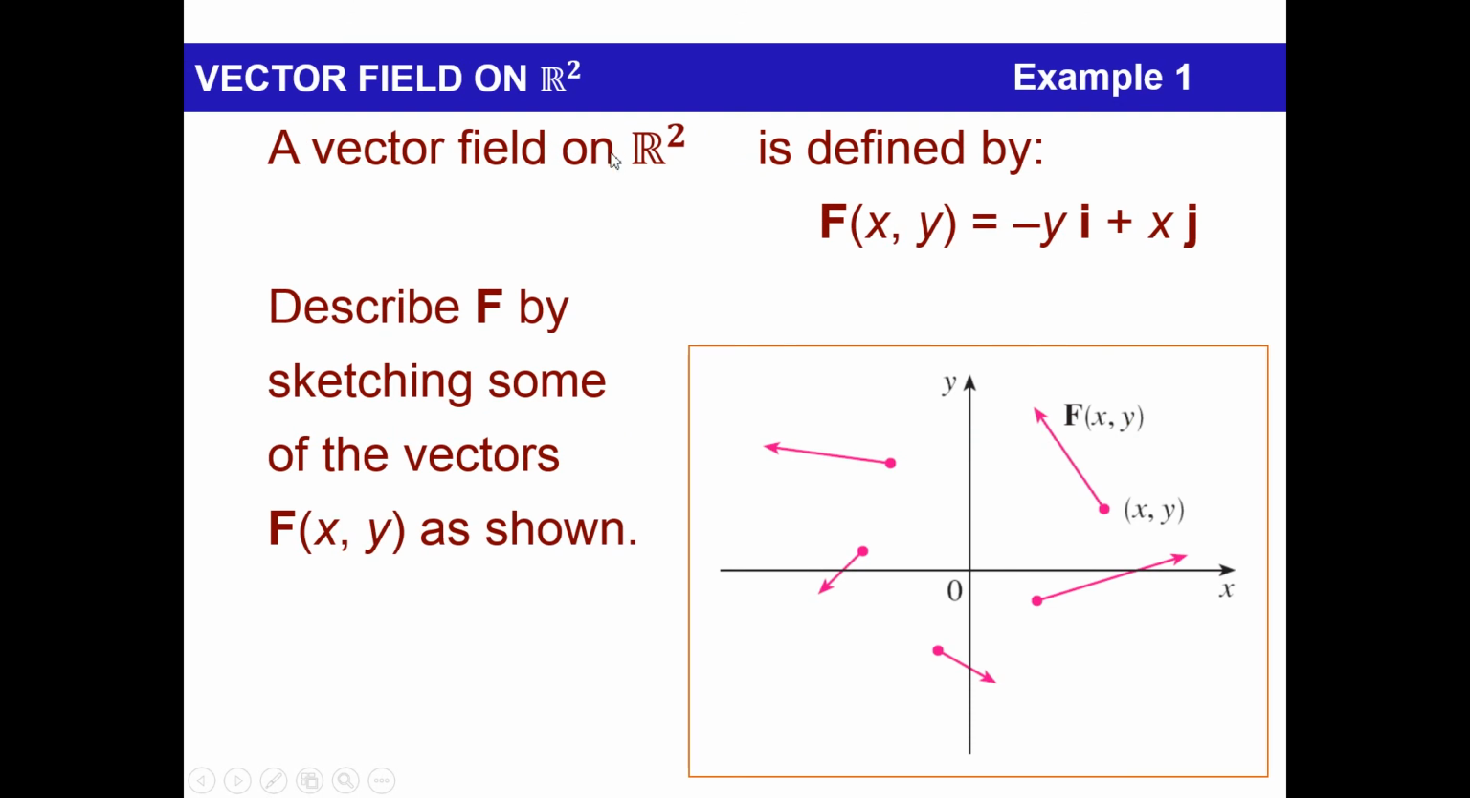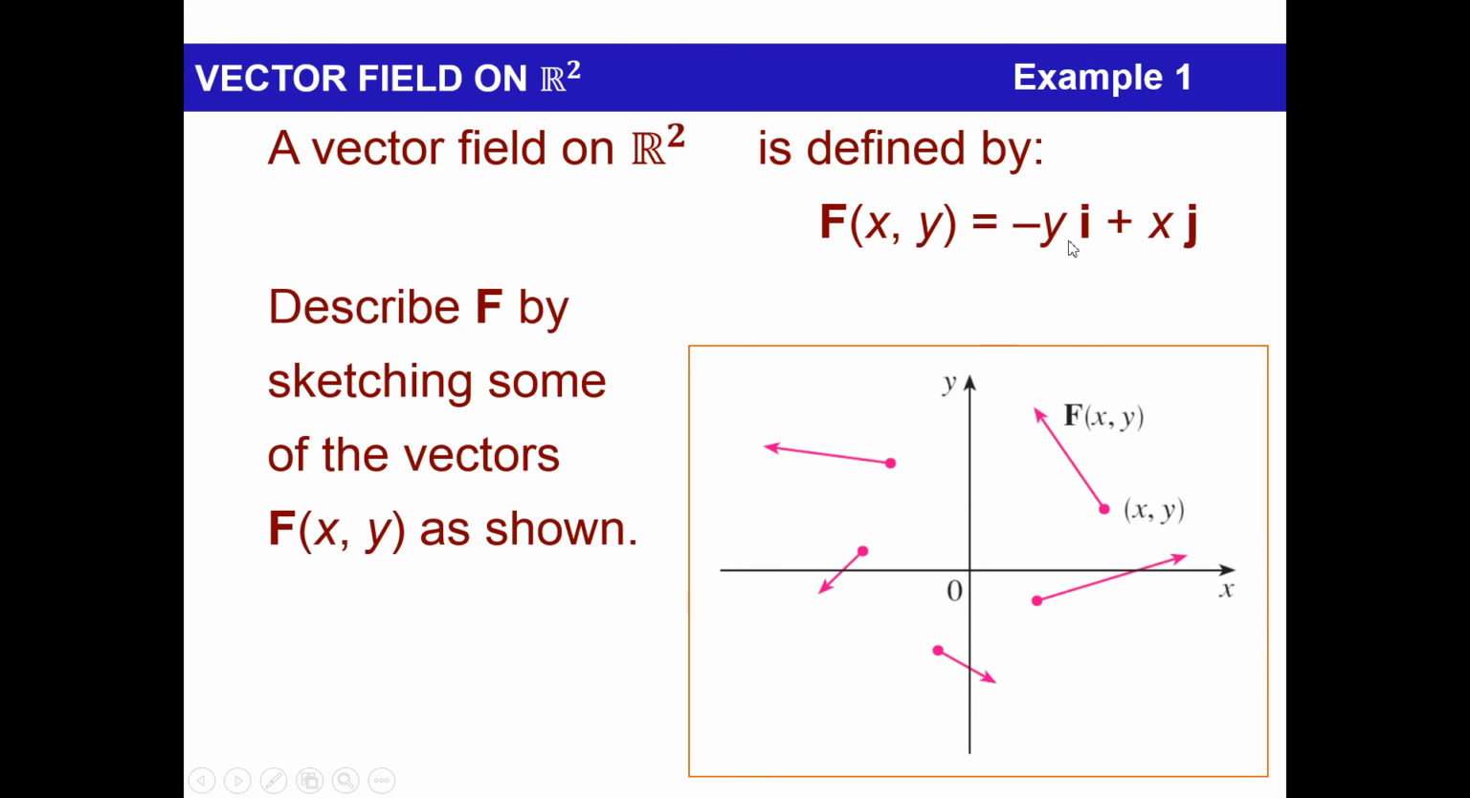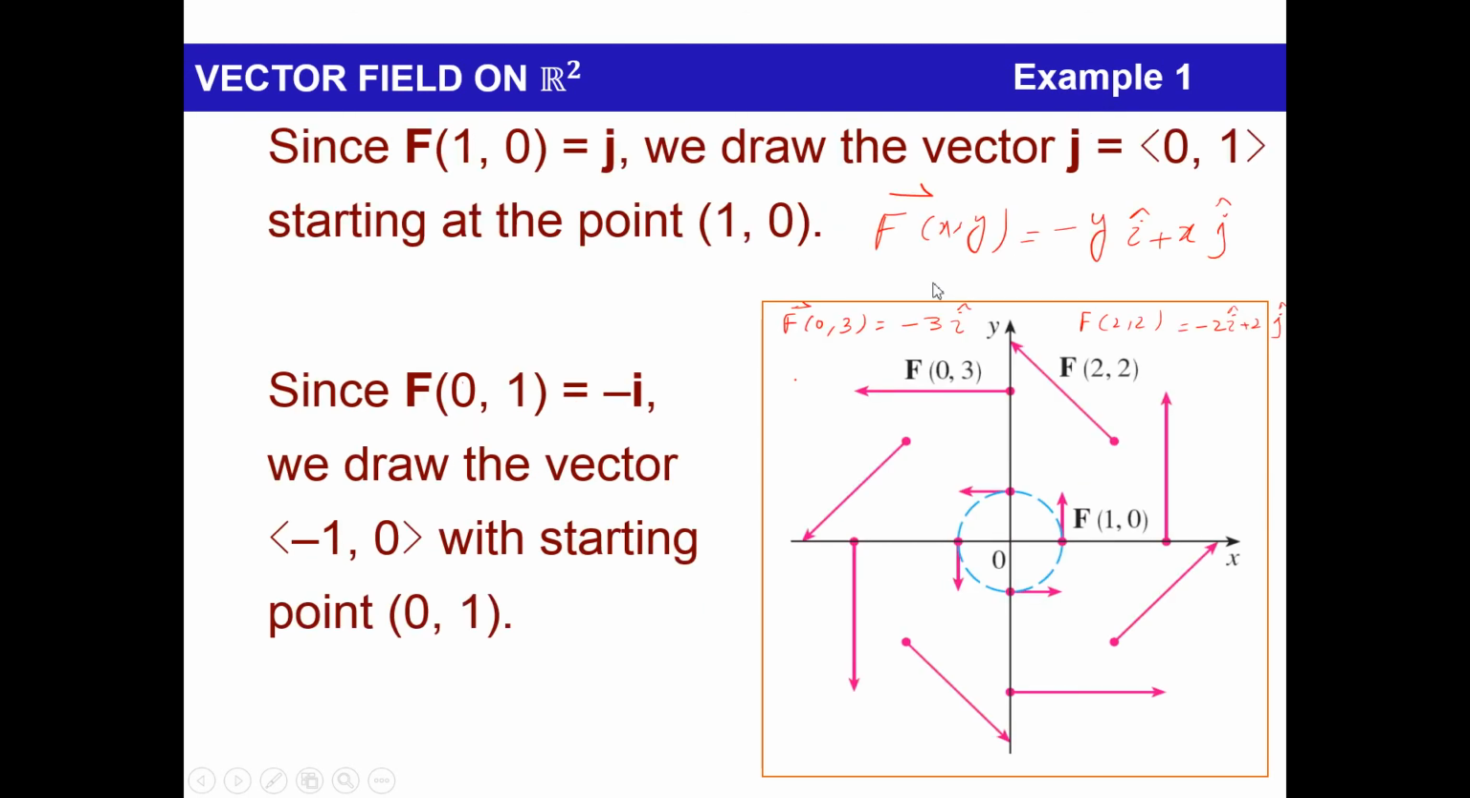So a vector field on R squared is defined by, so this is an example. We have a vector field f(x, y) is equal to minus y i plus x j, right? So let's try to draw this vector field. For this, we'll have to find the values of this vector function for some points.